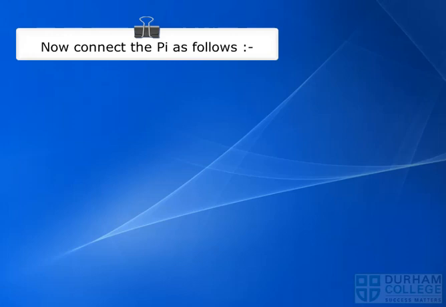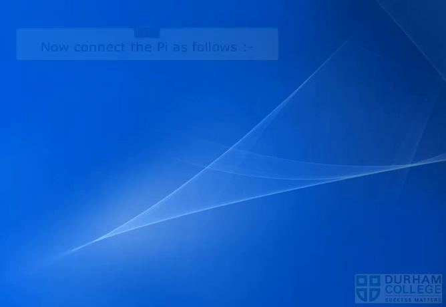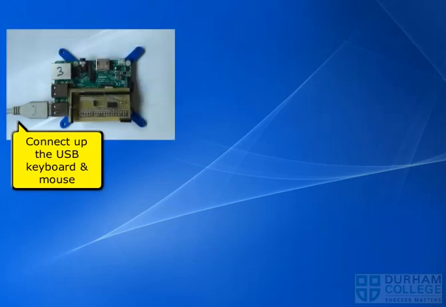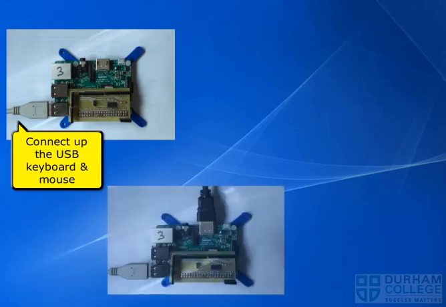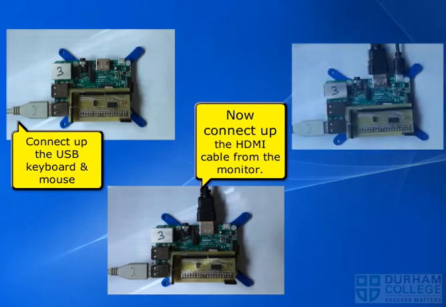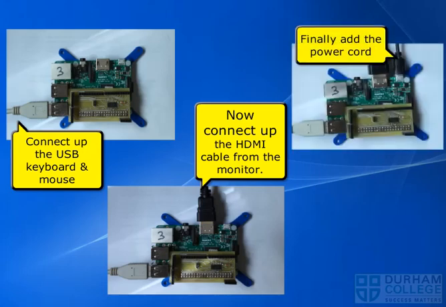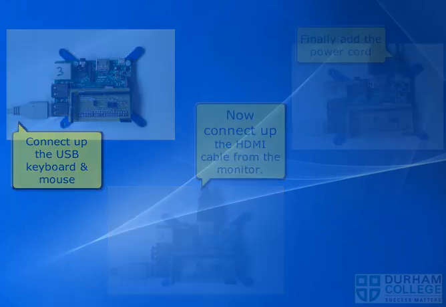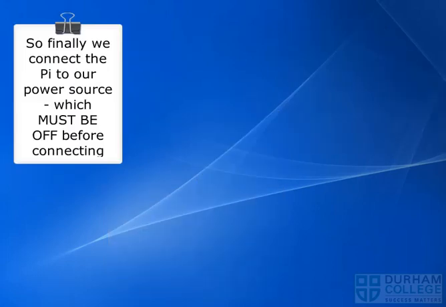Now connect the Pi as follows. Connect up the USB keyboard and mouse. Now connect up the HDMI cable from the monitor. Finally, add the power cord. So finally we connect the Pi to our power source, which must be off before connecting.